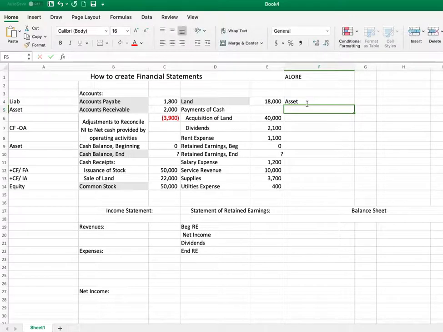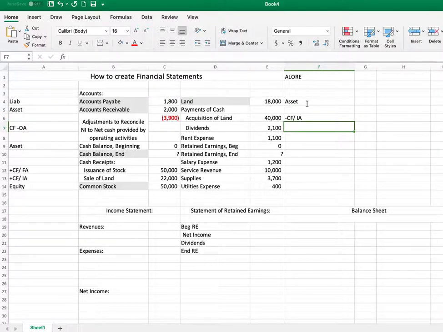It's something we own. Payments of cash, this is going to be another cash flow item. We're just going to say it's a negative cash flow because we pay the cash to acquire land. We bought some land, so our money came out of our pocket. It's a negative cash flow, and land is a long-term asset, so this will go under investing activities.